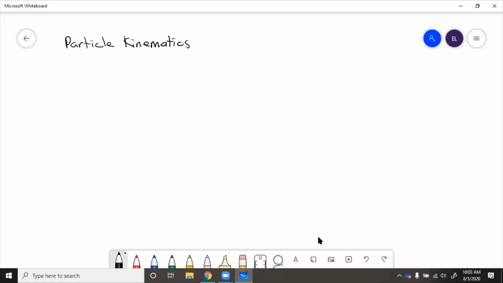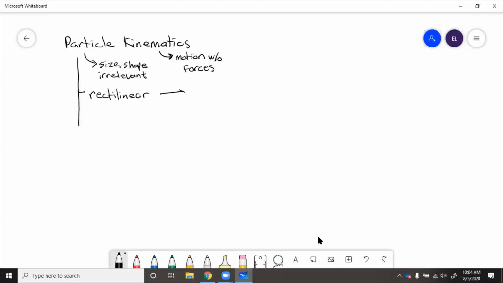This is motion of a particle in the absence of external forces. A particle is when size and shape do not matter. Kinematics is motion in the absence of forces. The types of kinematics that we learned were rectilinear, which was straight line motion.